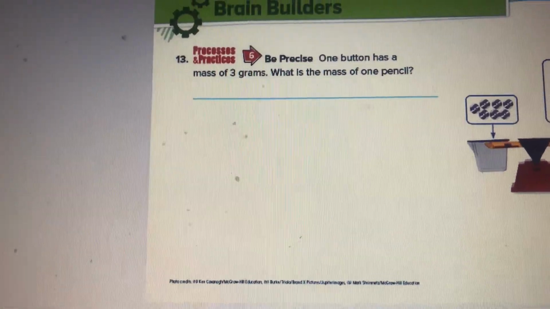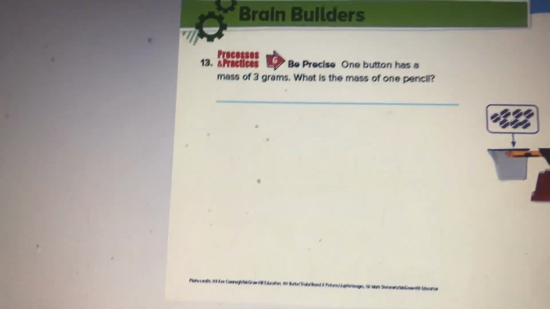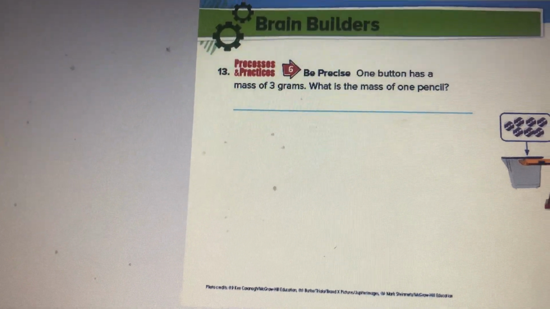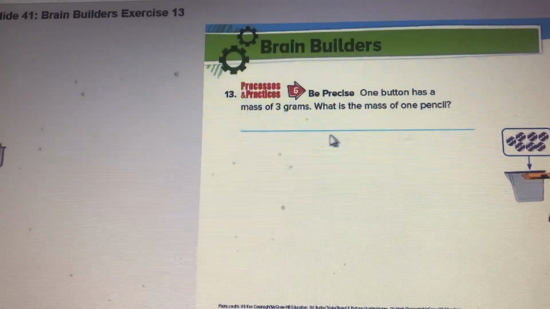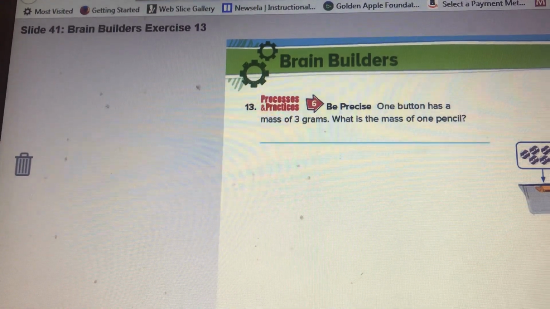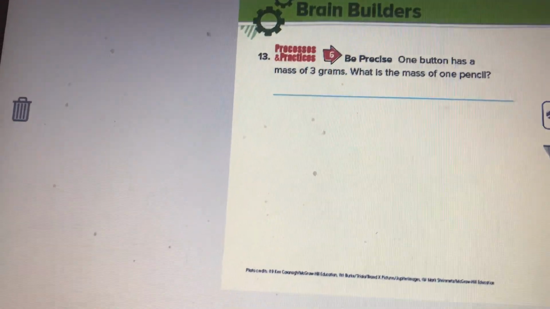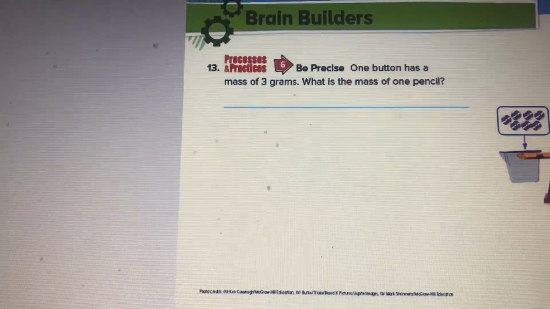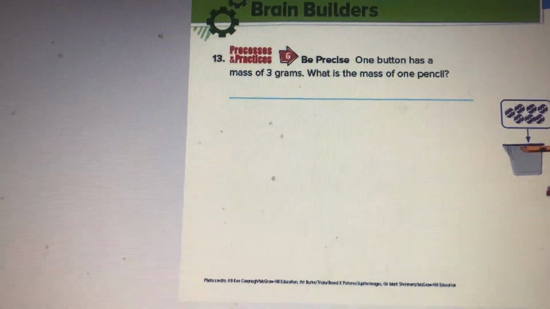Number 13, 1 button has a mass of 3 grams. What's the mass of 1 pencil? So when you look at this, you can easily see that 1 button has a mass of 3 grams, okay? What's the mass of 1 pencil? How do you figure that one out? What do you think? 1, 2, 3, 4, 5, 6, 7 buttons on one side, 1 button here. What do you do?